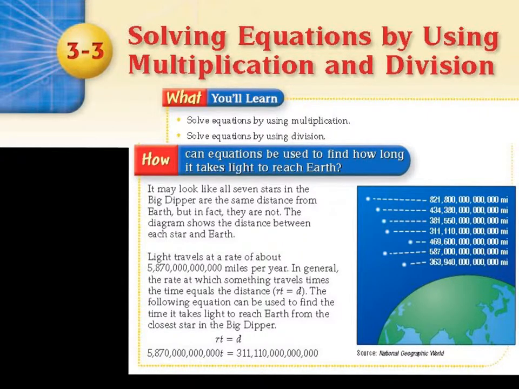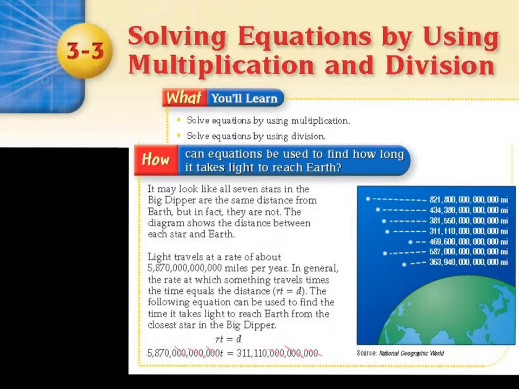The following equation can be used to find the time it takes light to reach Earth from the closest star in the Big Dipper. And so they substituted in the rate, which is always true for the speed of light, times time equals the distance that they have found. And then we could get rid of a bunch of those zeros to make it a more manageable equation.